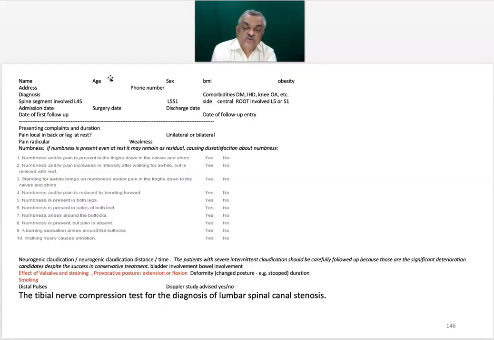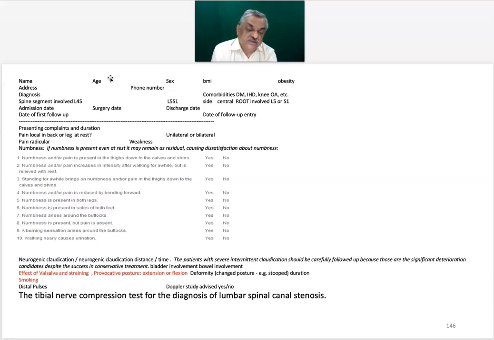Numbness is present in soles of both feet. Numbness arises around the buttocks. Numbness is present but pain is absent. A burning sensation arises around the buttocks and walking nearly causes urination. These are increasingly intense symptoms of stenosis, first 2 being mild, first 6 being moderate, first all 10 being severe stenosis. Now neurogenic claudication distance and time has to be noted.